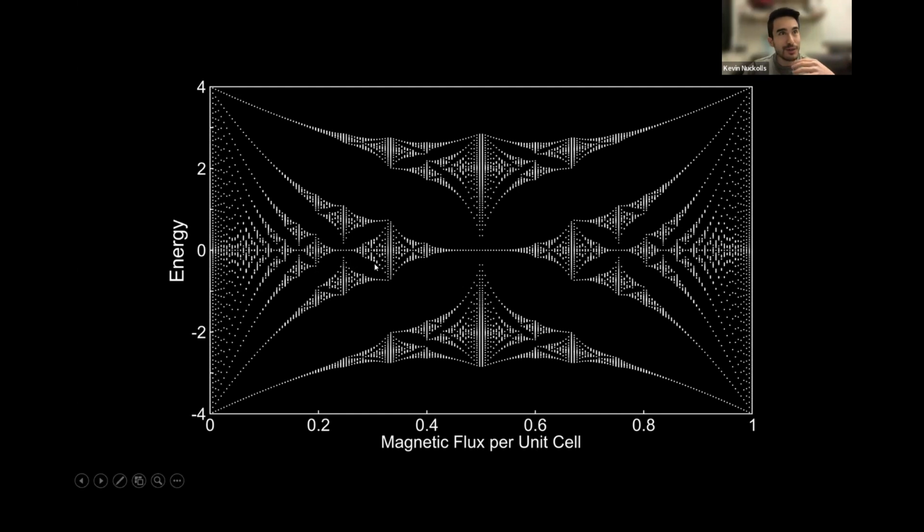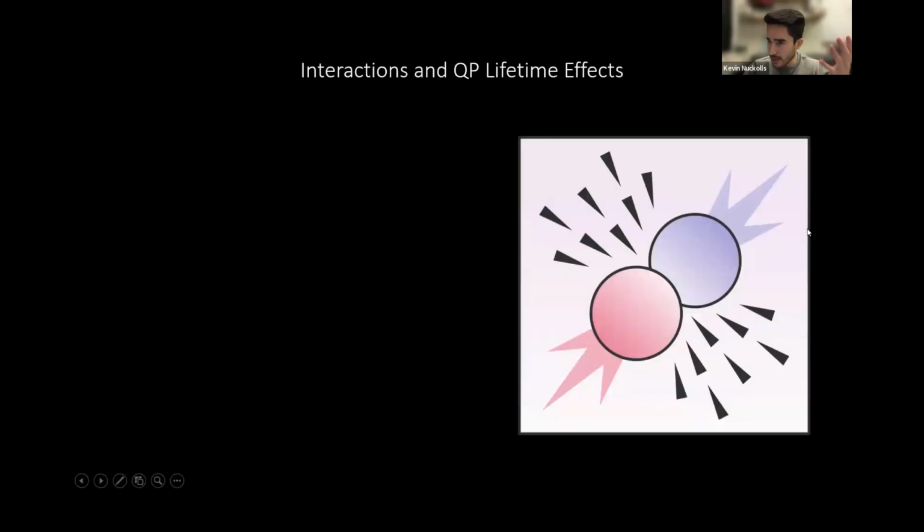So although this would be a really beautiful, fantastic experiment, it's a bit idealized, and it's not particularly practical because of how electrons interact with one another in real materials. This is a bit of a technical point, but I think it's really important. So I want to spend a bit of time to describe how interactions affect spectroscopy due to quasi-particle lifetime effects, which affect all spectroscopic measurements.